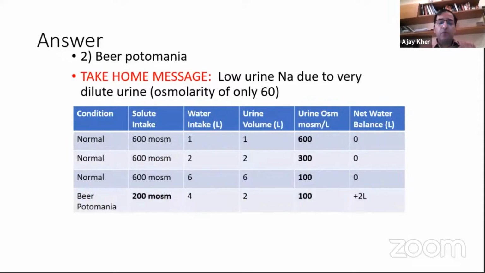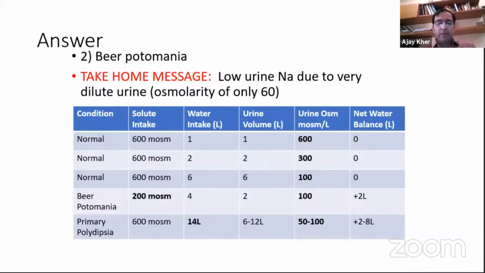However, if someone has beer potomania, what happens is that their solute intake is low. And dominantly solute is from salt and protein. In case of beer potomania, it only has calories and doesn't have any salt or protein in it. So let's say that their water intake was 4 liters. Even with a urine osmolarity of 100, with only 200 milliosms, the body can only excrete 2 liters of fluid or urine. And so the extra 2 liters is going to be retained in the body. If this person continues to do it every day, his sodium is going to continue to come down because of this retained water on a daily basis.